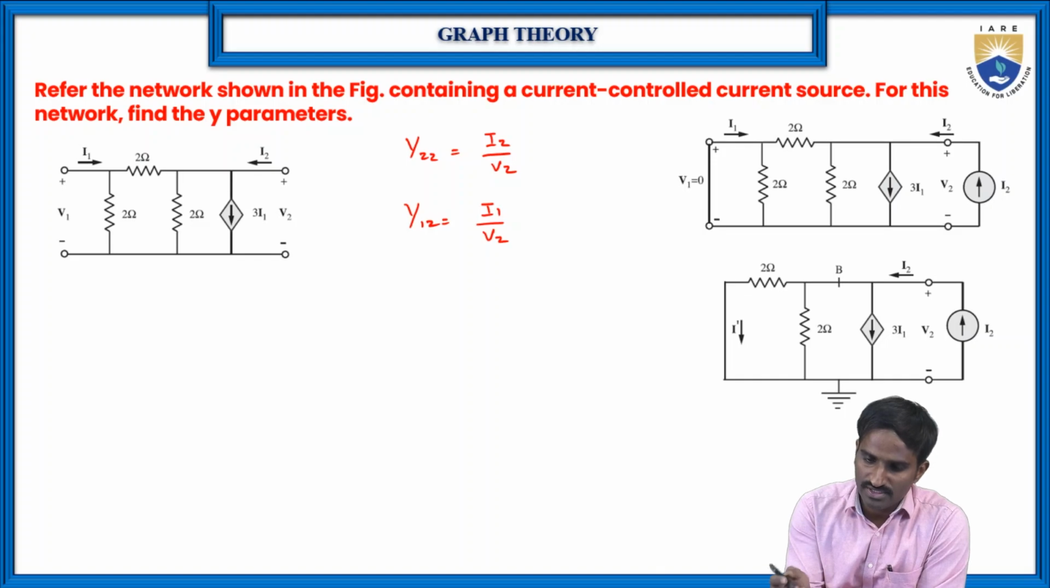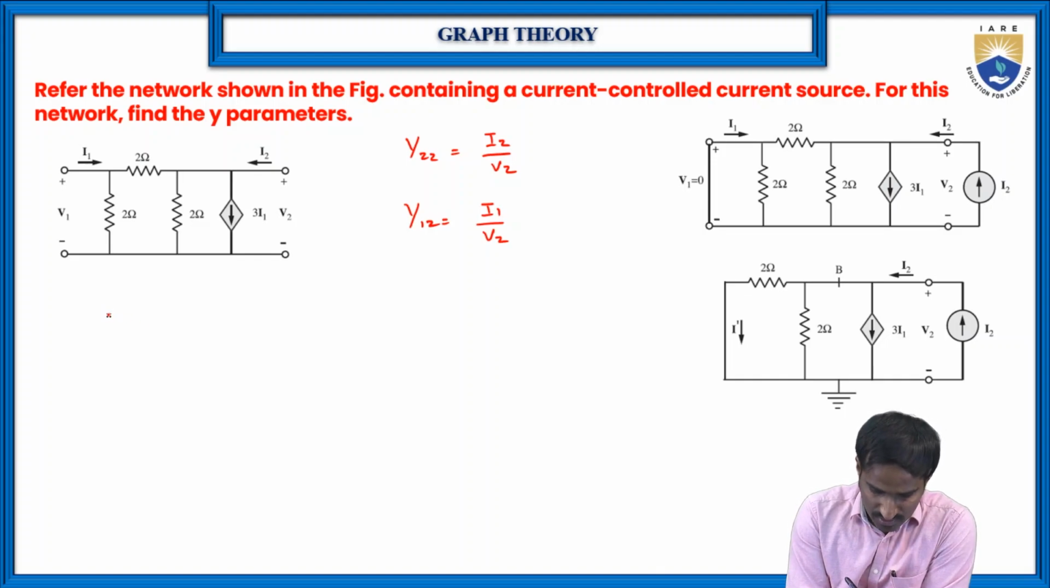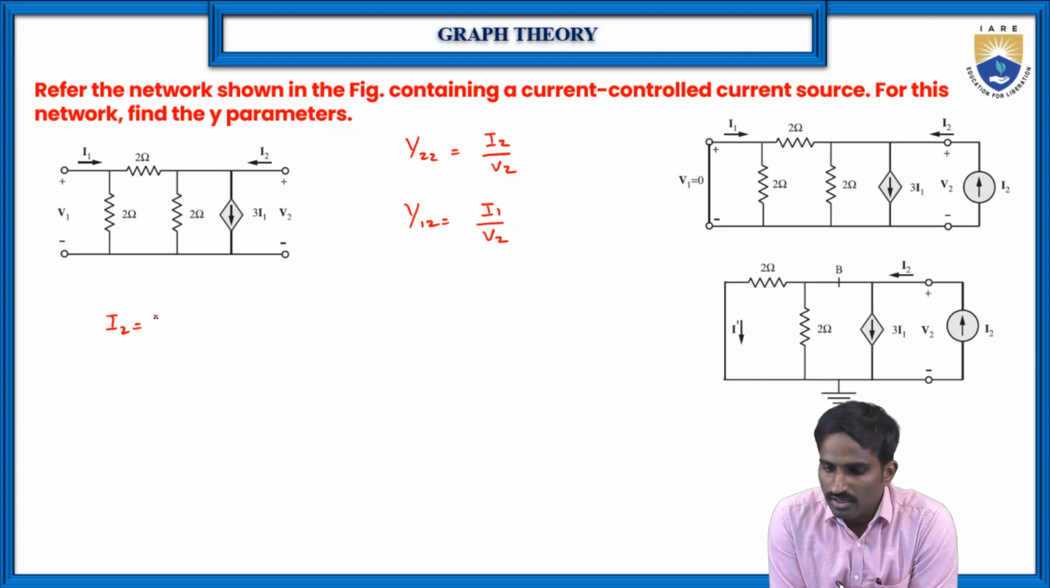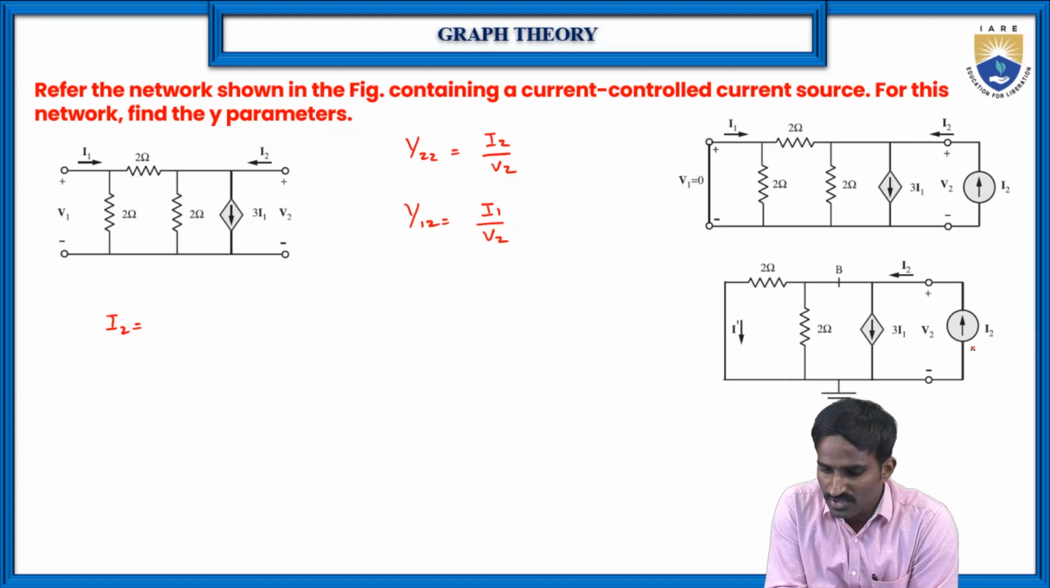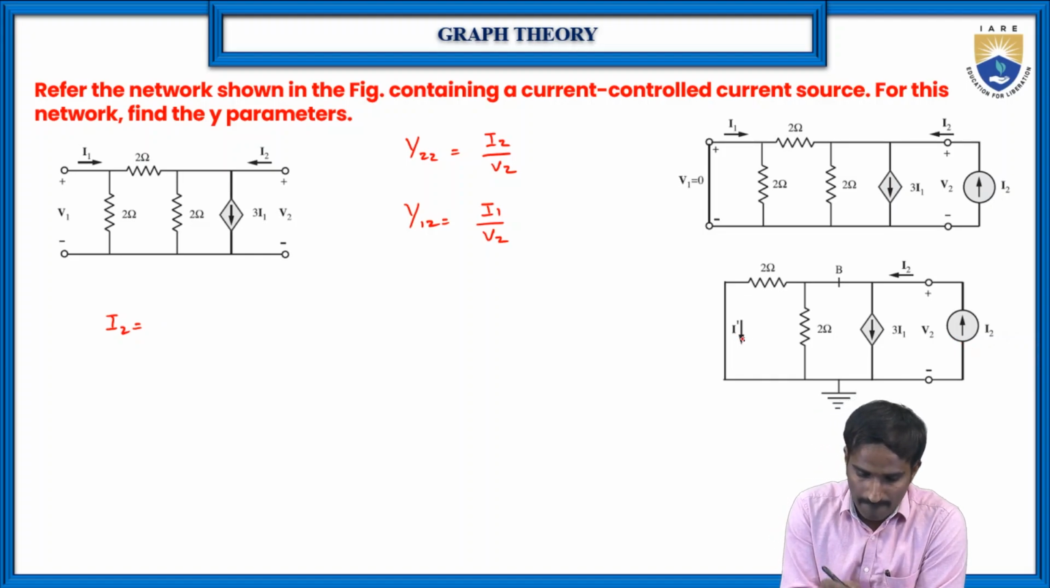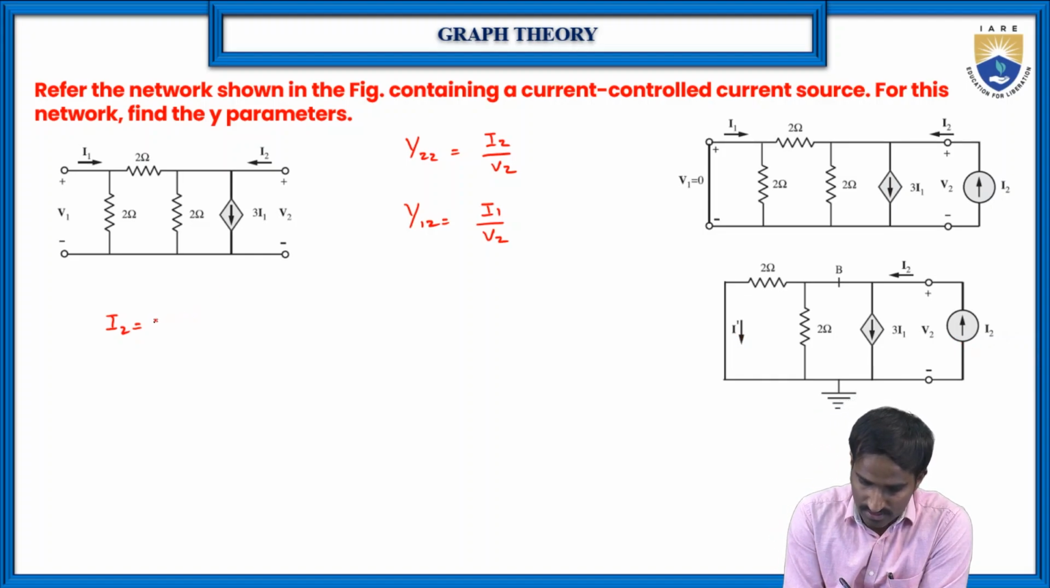The same way, first let us find I2. Then I2 is equal to, in this way, let me consider minus V2 by 2.